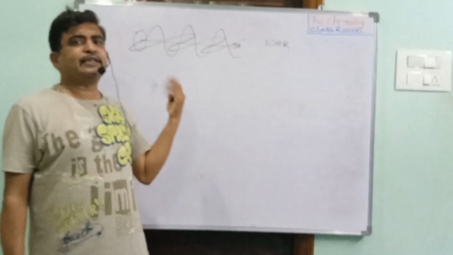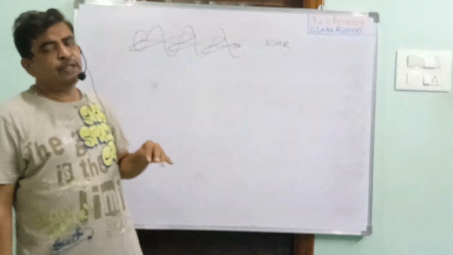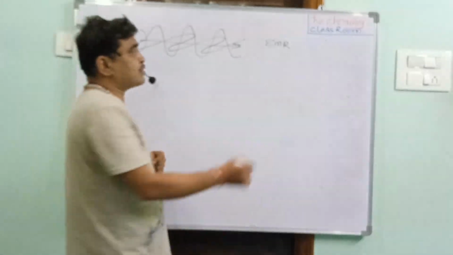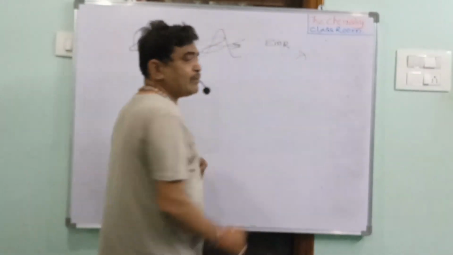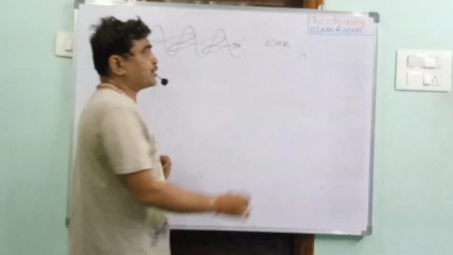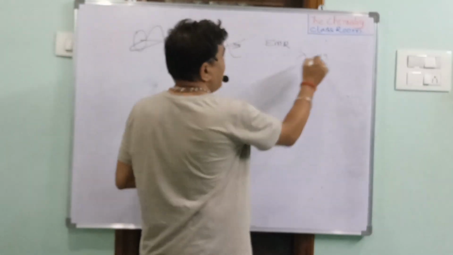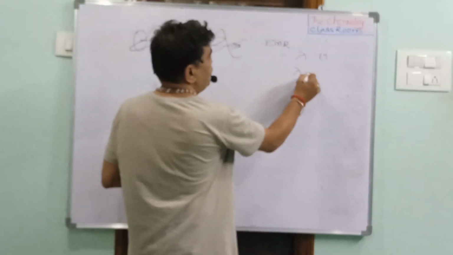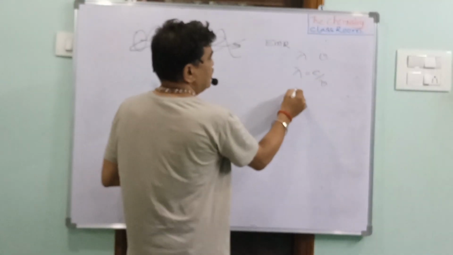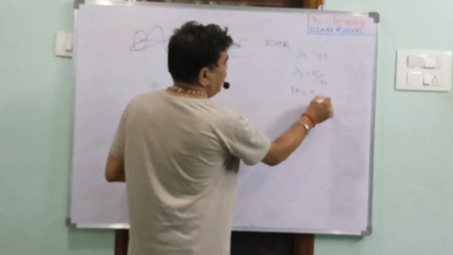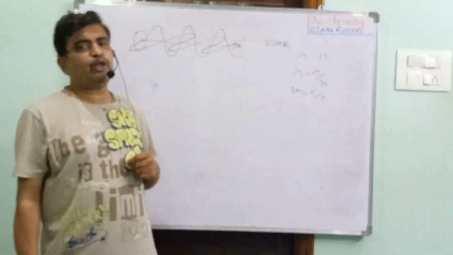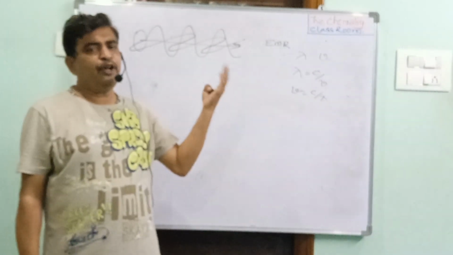So when it is radiation, it has a wave nature. It has the wavelength, that is called lambda, and it has some frequency, that is called nu. These two have the relation lambda equal to c by nu, or nu equal to c by lambda, whatever you say. It is a relation between lambda and nu.